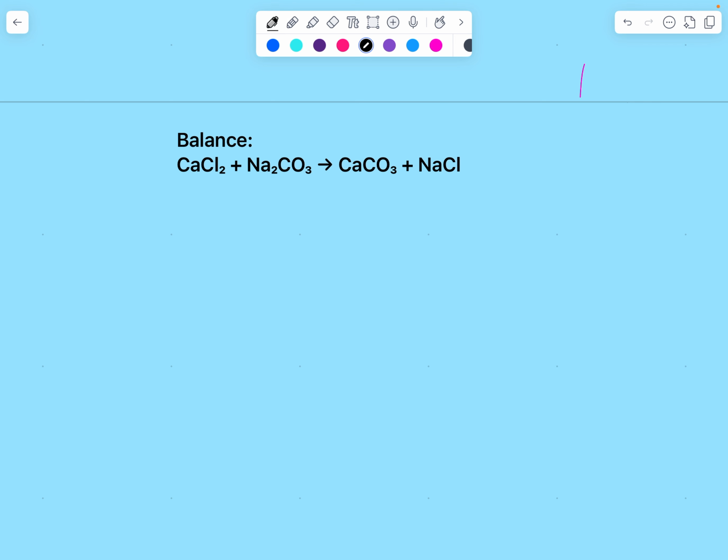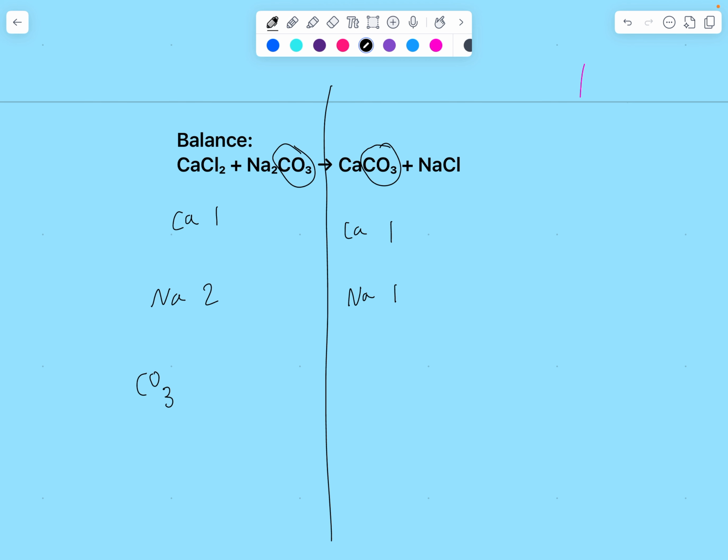You got to balance out CaCl2 plus Na2CO3 is going to form CaCO3 plus NaCl. Carbonate, CO3 2 minus, is going to stay together. These stay together. Okay. So, calcium on the left is 1. Calcium on the right is 1. Na on the left is 2. Na on the right is 1. CO3 is 1. Right? CO3 is also 1. So everything's balanced out except sodium.